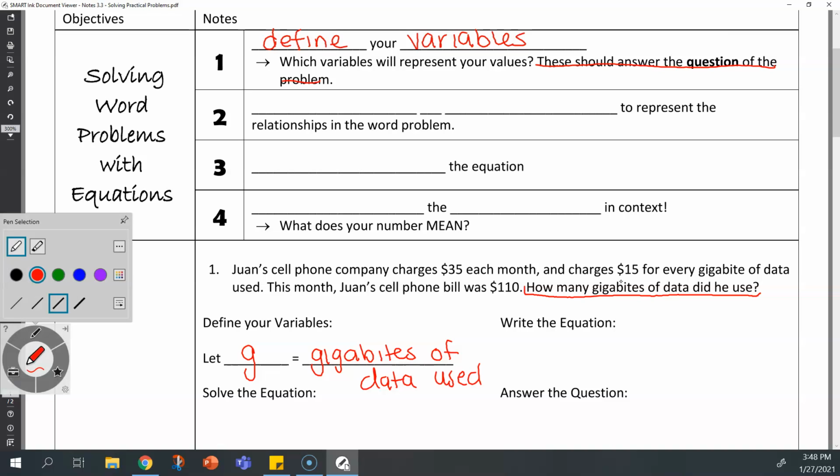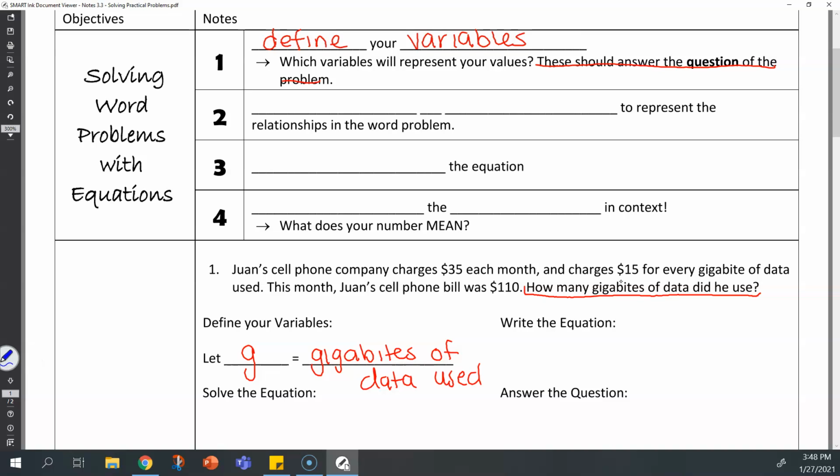Once I've represented my variable, I'm going to use that variable to write an equation based on the information that they give me in the word problem. So I like to read the problem again, and I like to circle and pull out any relevant information that I'm going to need for this. So Juan's cell phone company charges $35 each month. So I know that at the beginning of the month, no matter how many gigabytes of data he's used, Juan has to pay that $35. And so I'm going to add to that $15 for every gigabyte of data.